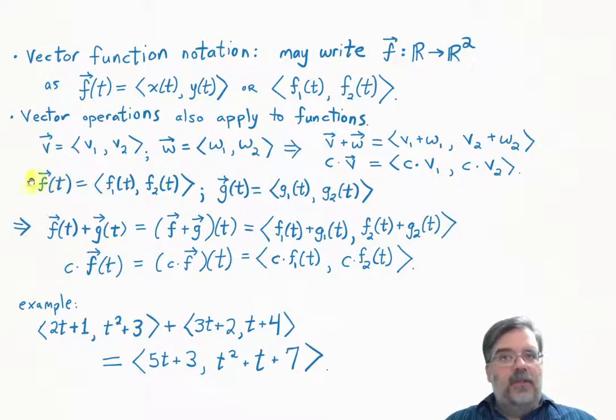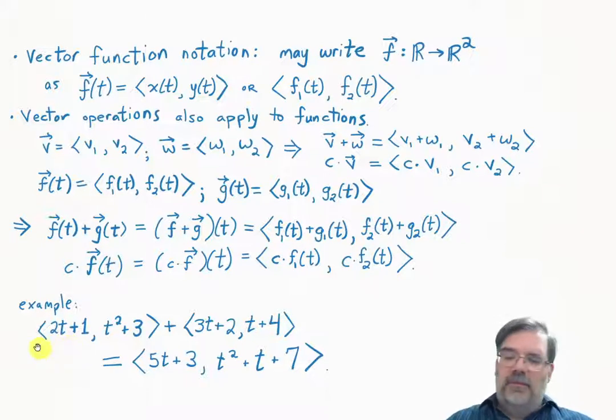So if we have a vector function f of t and a vector function g of t, we can add these two functions, right? f of t plus g of t. Sometimes you might see that written the quantity f plus g of t. And really, you just have to add the component functions: f1 of t plus g1 of t, comma, f2 of t plus g2 of t. Similarly, you can multiply a vector function by a constant. Right? c times the vector function f of t. You could write that as c times f of t. You just multiply each component function by c as well.